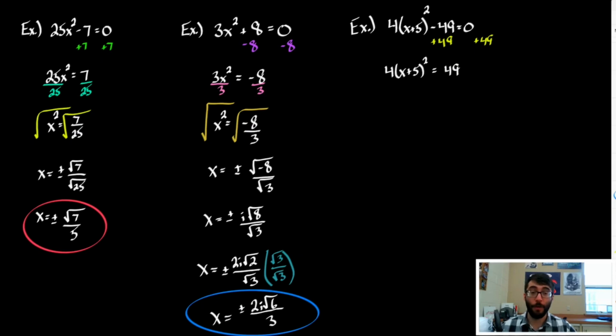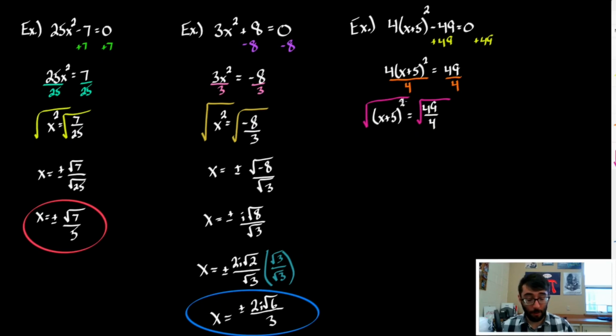That's going to get me 4 times (x plus 5) quantity squared is equal to 49. Now I still don't have the squared term isolated, which is x plus 5 in this case, so I need to divide each side by 4. When I divide each side by 4, I'm left with (x plus 5) quantity squared is equal to 49 over 4. So then I can take the square root of each side.